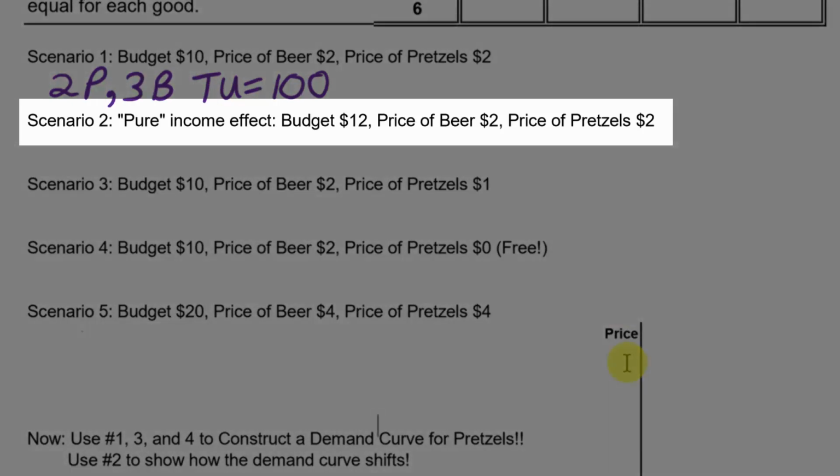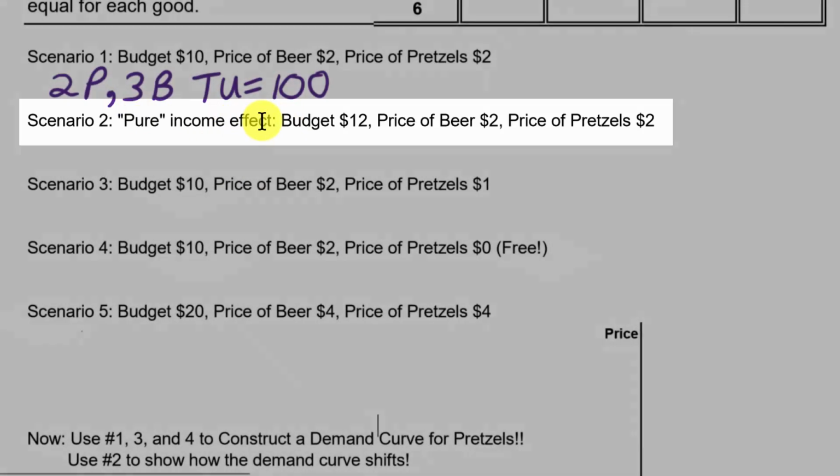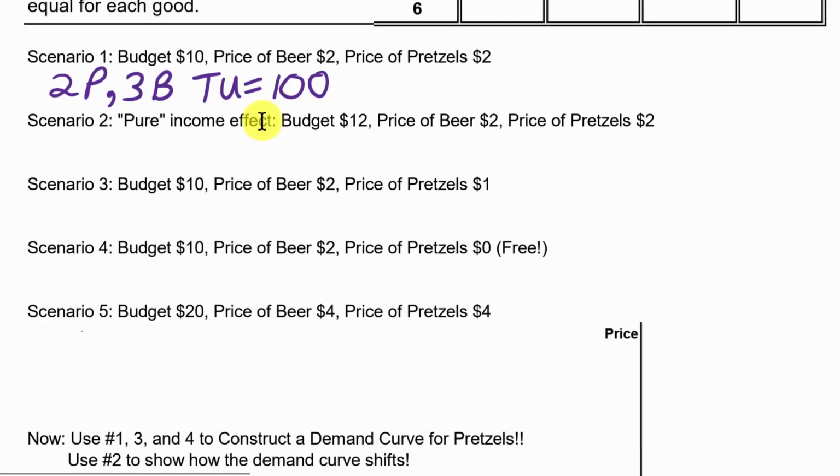All right, scenario 2, pure income effect. Pure income effect is just a fancy way of saying, let's give this person more money, but let's not change the prices. So we're giving this person $12 now, and we're keeping the price of beer at $2 and the price of pretzels at $2. What's the budget line going to look like now? If we spend $12 on beer, we could afford 6. If we spend $12 on pretzels, we could afford 6. So let's go up and draw our new budget line.